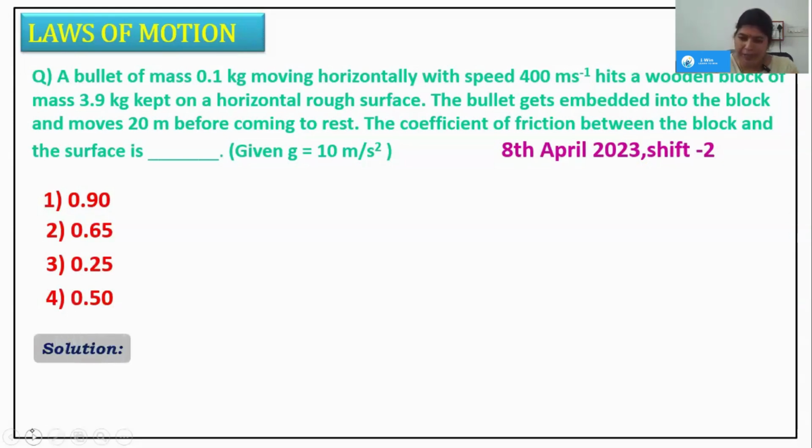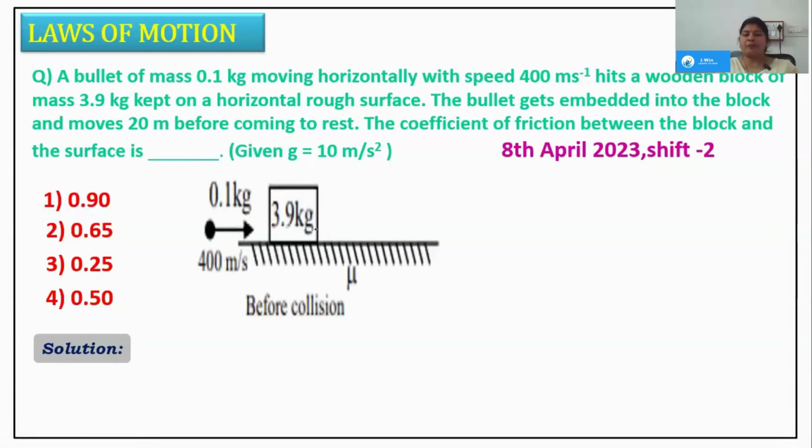As usual, before going to the solution, what is the concept involved in the problem? What happens here? A bullet is fired from the gun. The bullet mass is given, its velocity is given, 400 meters per second. This bullet is embedded into a wooden block. This is the wooden block whose mass is 3.9 kg. Now, this block is placed on the rough horizontal surface whose coefficient of friction mu we are going to derive. So, this is the question.